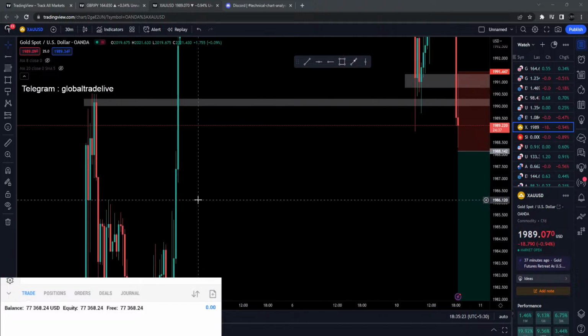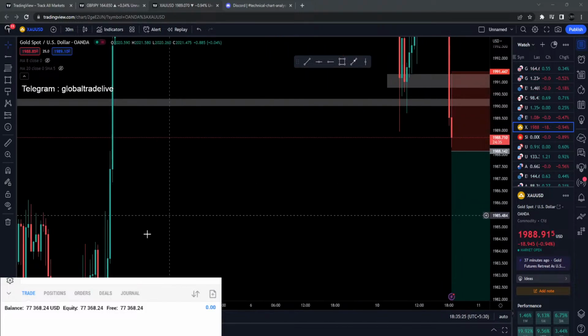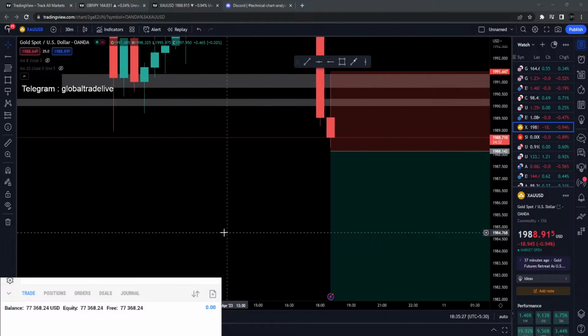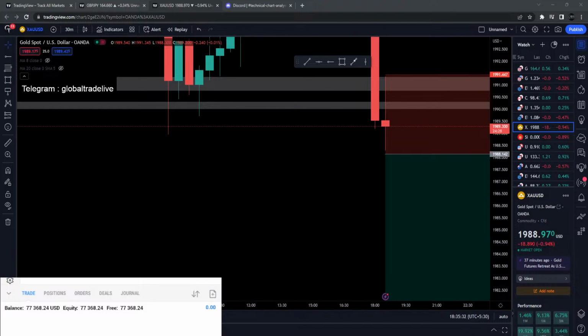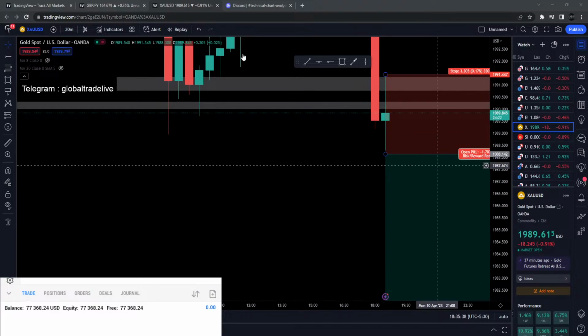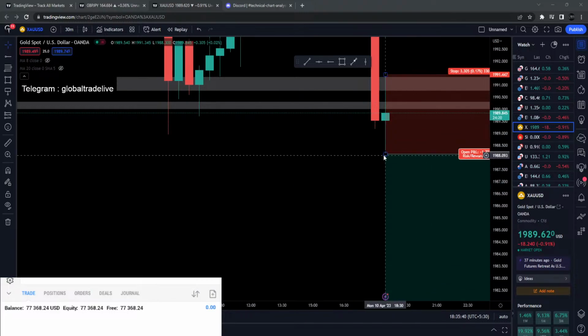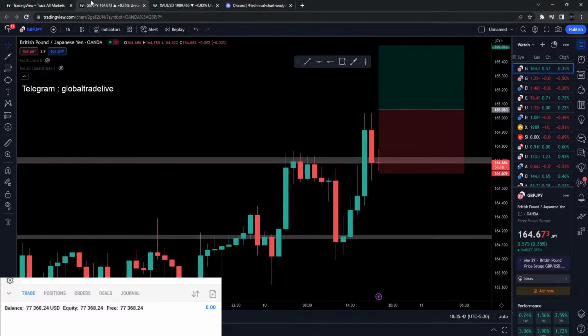Let me just show you. So we have this clean range to the left as well. So this is the idea behind this trade. I'm just going to wait for gold to break below 119.88.142. If it breaks that price, then only I'm going to take a trade. Otherwise I'm just waiting.